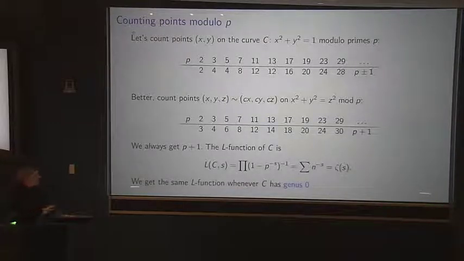Another fact which should persuade us that genus 0 isn't very interesting is that we always get the same L function. No matter which genus 0 curve we write down, when we put it in projective form and count points, we always get p plus 1 everywhere, and we always get the same L function. So we should leave behind genus 0 and move on to the next simplest case, genus 1.